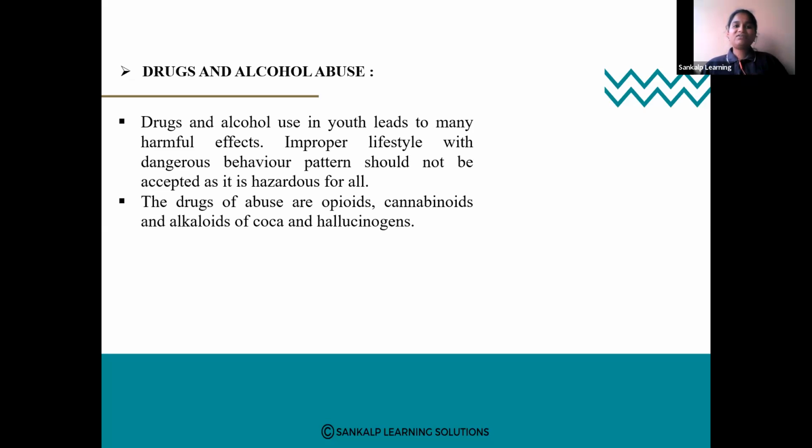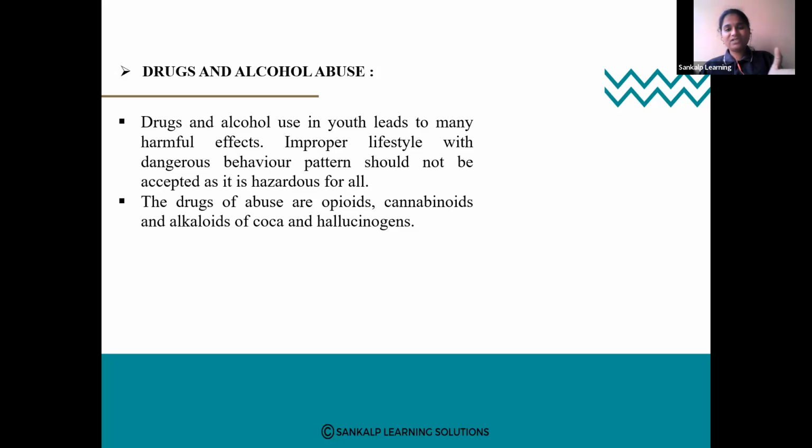Next, at last, we have drugs and alcohol abuse. Drug and alcohol use leads to many harmful effects. It directly affects our central nervous system. An improper lifestyle with dangerous behavior patterns should not be accepted. The drugs of abuse are opioids, cannabinoids, alkaloids of coca, and hallucinogens. You might have experienced or seen on TV or other media so many youth and students at your age who are addicted to drugs.